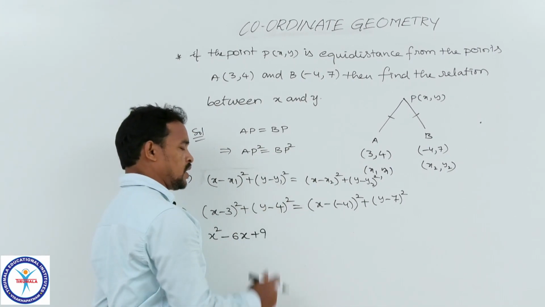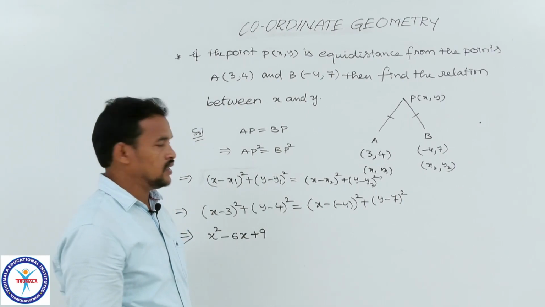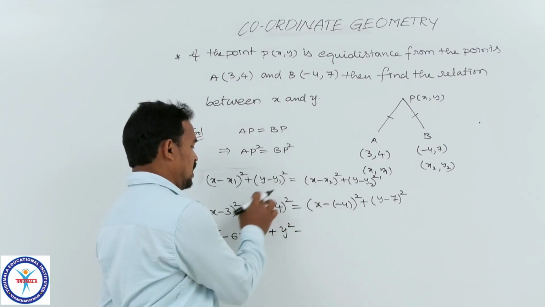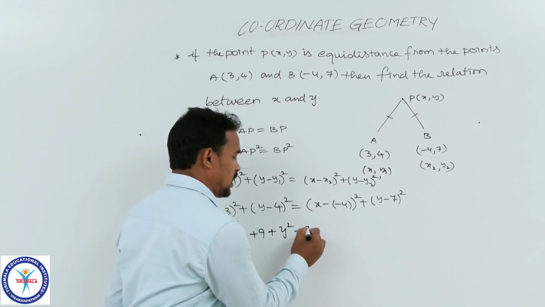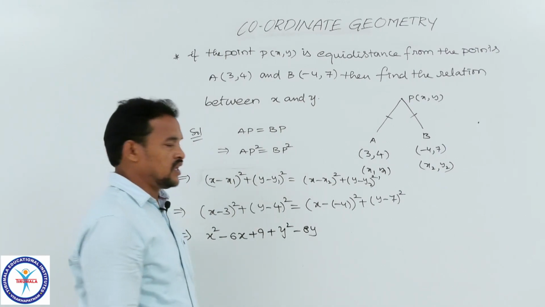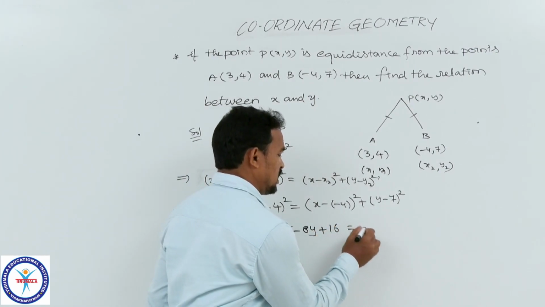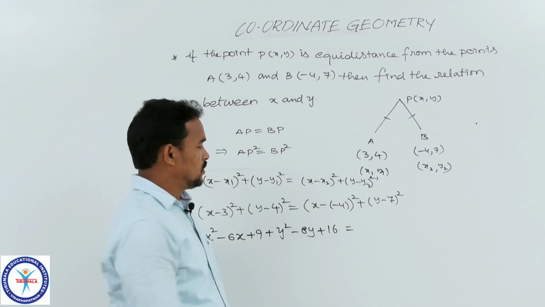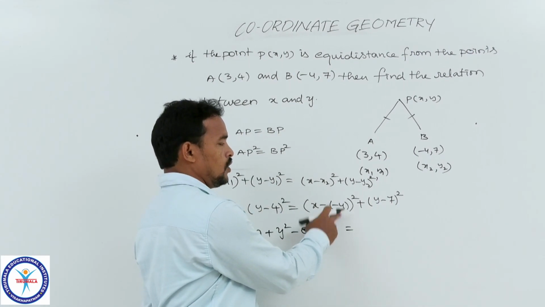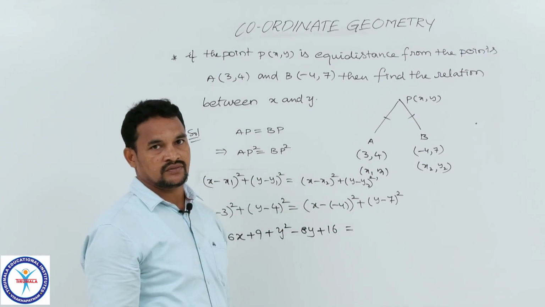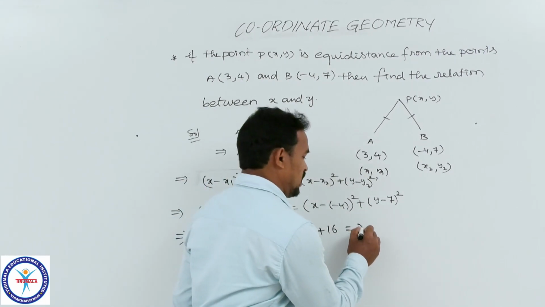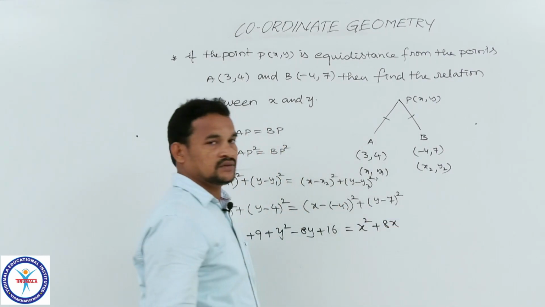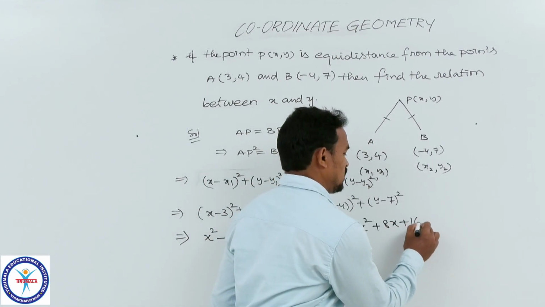Again, (y minus 4) whole square is compared with (a minus b) whole square. Here (a minus b) whole square means a square minus 2ab, that is 2 times 4 is 8, so 8y, plus b square, which is 16. Here, minus into minus is plus. Now (x plus 4) whole square is compared with (a plus b) whole square. (a plus b) whole square means a square plus 2ab plus b square, which is 16.